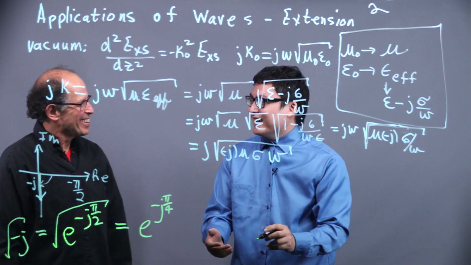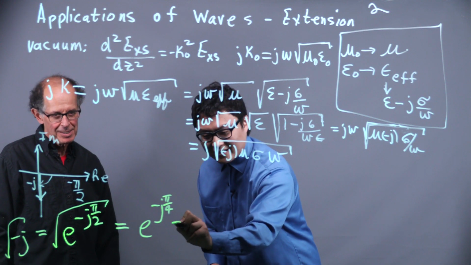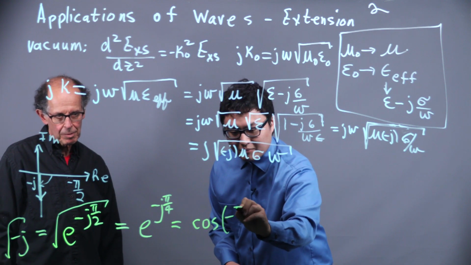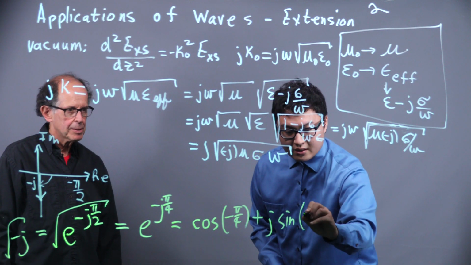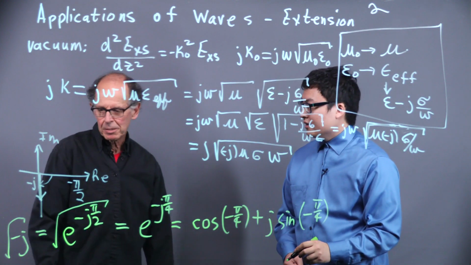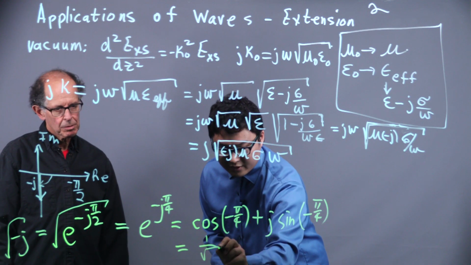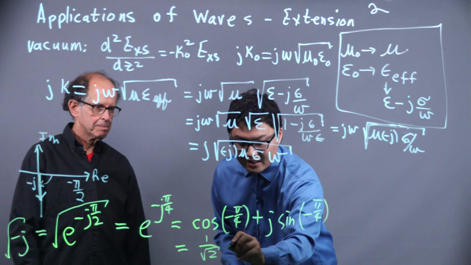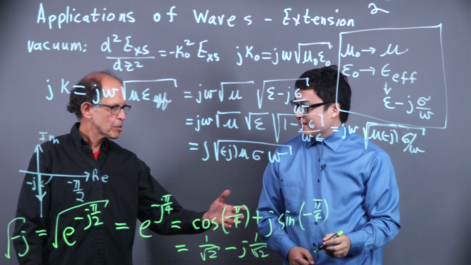Let's plug this into Euler's formula. So it's cosine of negative pi over 4 plus j sine of negative pi over 4. The cosine of minus 45 degrees, minus pi over 4, is just 1 over square root of 2. And then extract out the minus for the sine. So minus j, 1 over root 2. Is this what you have in mind? It's exactly what I have in mind.